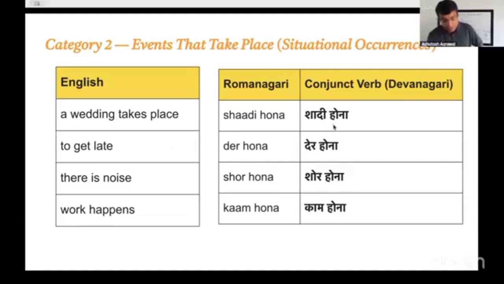Okay, John और Stacy की शादी कल होगी और अगले हफ्ते होगी. Okay, शादी होगी. The wedding will take place. Okay, हमें एयरपोर्ट अब चलना चाहिए, नहीं तो बहुत देर होगी. Okay, I can use a compound verb as well. This is देर हो जाएगी.